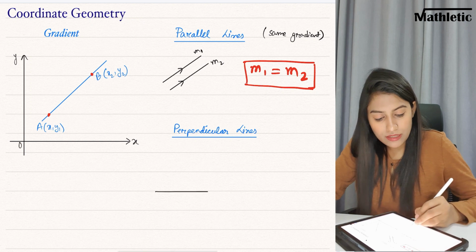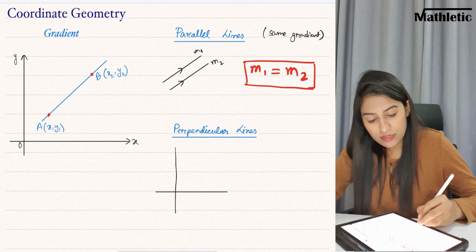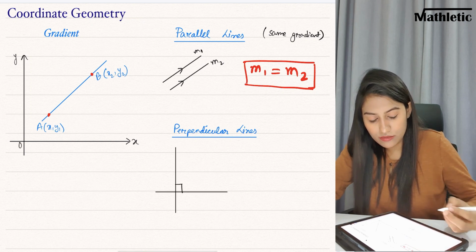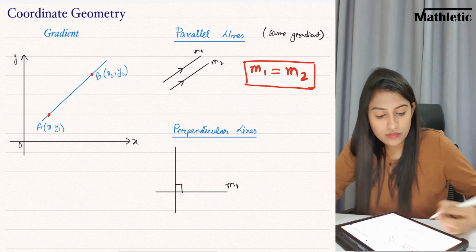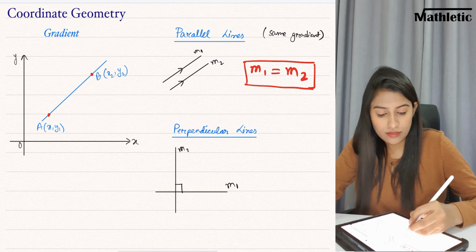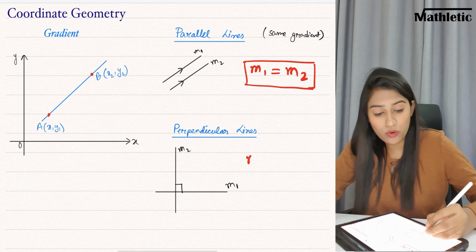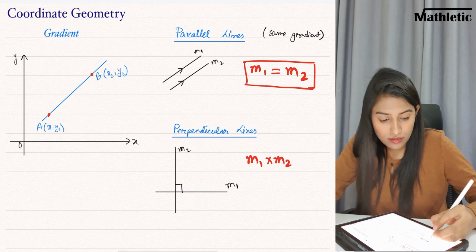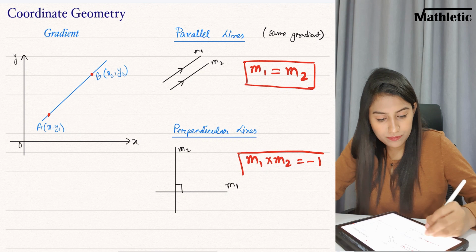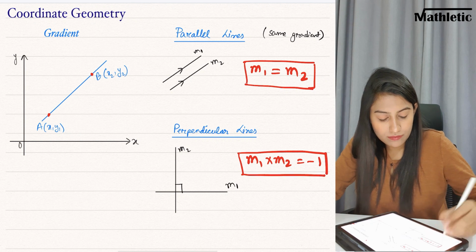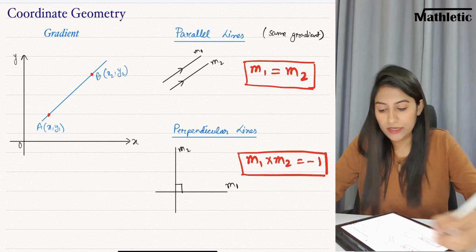But what if the lines are perpendicular? Suppose this is a horizontal line and that's a vertical line. We have a 90 degree angle over here. For example, the gradient of the first line is m1 and the gradient of the second line is m2. In that case, the product of the gradients will be -1.